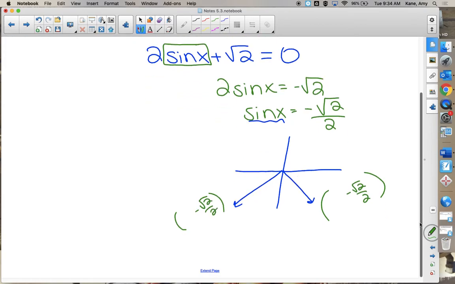Lauren, what angles have a y value of negative square root of 2 over 2? Is it 5 pi over 4 and 7 pi over 4? Good. So she said 5 pi over 4. Pi over 4 angles, that's the family of angles. So if we have the square root of 2 over 2, square root of 2 over 2, those are pi over 4 angles. But we need that in the 4th quadrant and the 3rd quadrant. So she said 5 pi over 4 and 7 pi over 4.